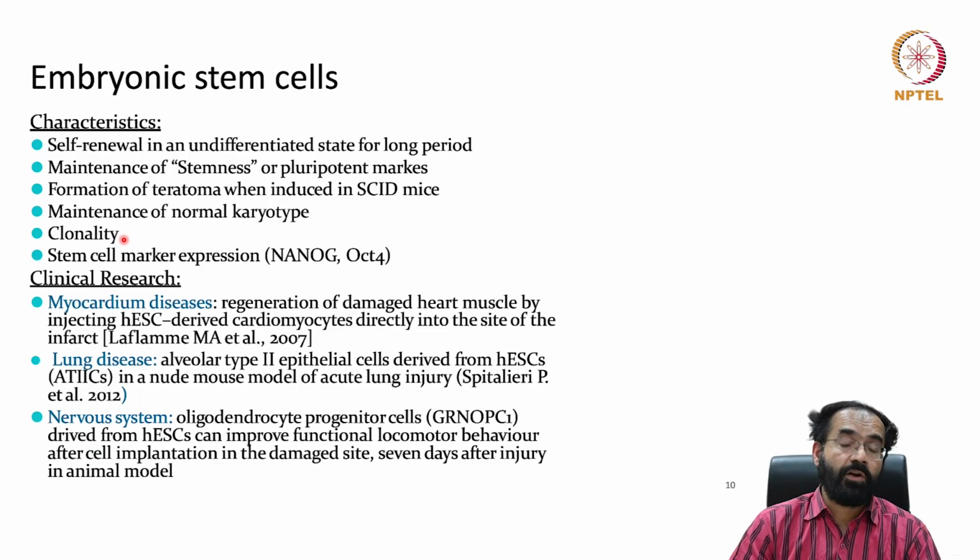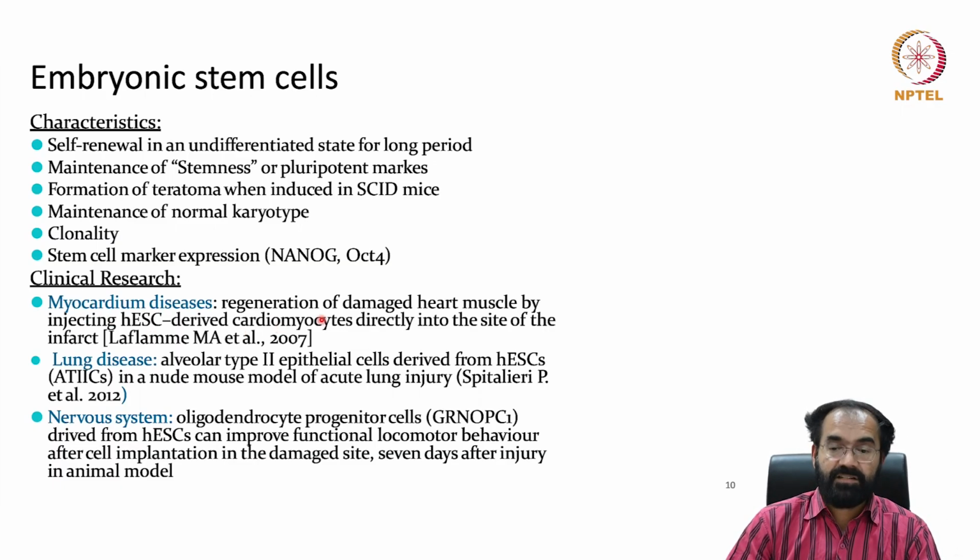And clonality. Clonality means the ability to make an exact copy of themselves. So, stem cell marker expression: Nanog, OCT4. Don't think these are the only two markers; there are many markers, but OCT4, Nanog, SOX2, these are all seen as markers of stem cells. So, clinical research: it has huge implications in clinical research.